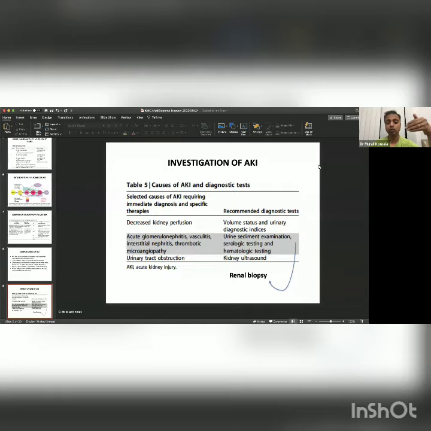Now you need to find out what is the cause of kidney dysfunction. The single most important investigation in somebody with acute kidney injury is not a blood investigation, it's a urine investigation. If you see this, the shaded section shows urine sediment examination, because that will give you heaps of information. If your urine sediment does not show any red cells or white cells or any protein, then it means that there is nothing intrinsically wrong with the kidney.